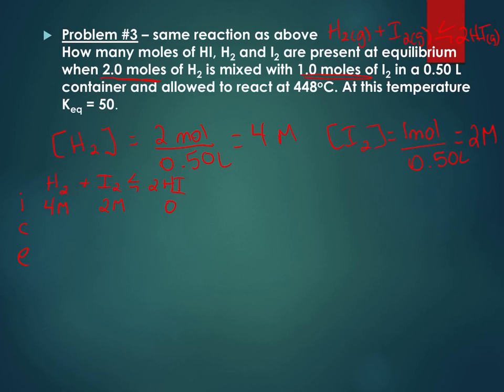So again, the reaction is going to go towards the products, which makes sense. So that will increase and the 2 reactants will decrease. Their coefficient is 1 and the coefficient of the product is 2. Okay, so now again, we're doing I plus C equals E. So 4 minus X, 2 minus X, and 2X. We have to do the same procedure. We're given Kc equals 50.